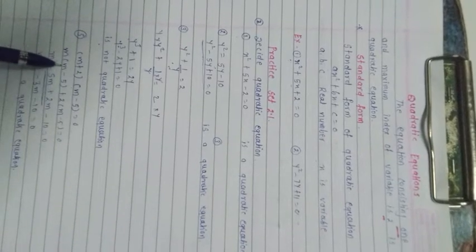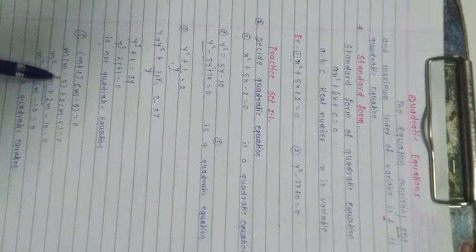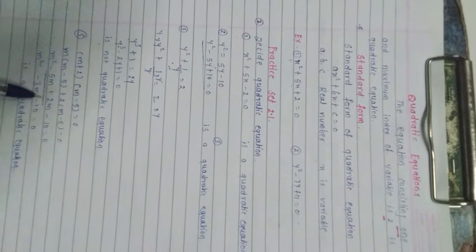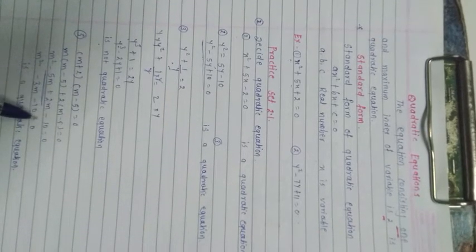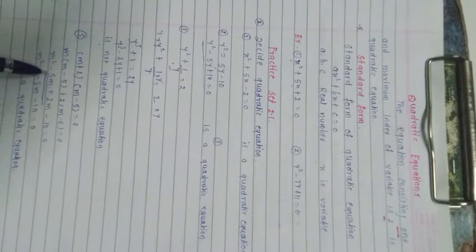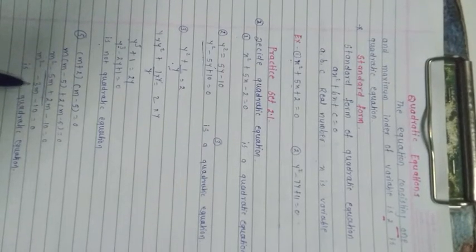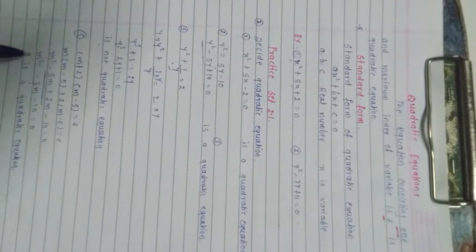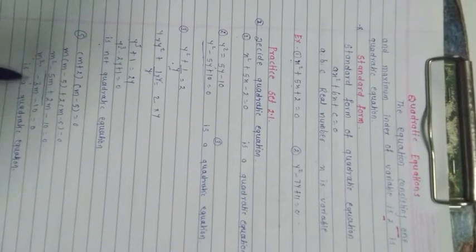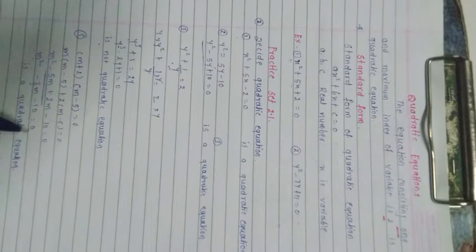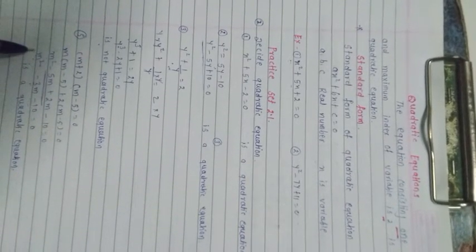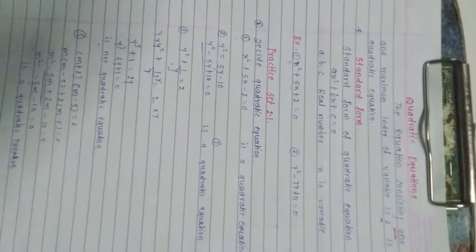Here m into m gets m square, m into −5 is equal to −5m, 2 into m, that is 2m, −5 into 2 is equal to −10. Now −5m + 2m, we get −3m, m square as it is, and −10 also as it is. So the final equation is m² − 3m − 10 = 0. As this equation consists of only one variable and the highest index of the variable is 2, therefore it is a quadratic equation.